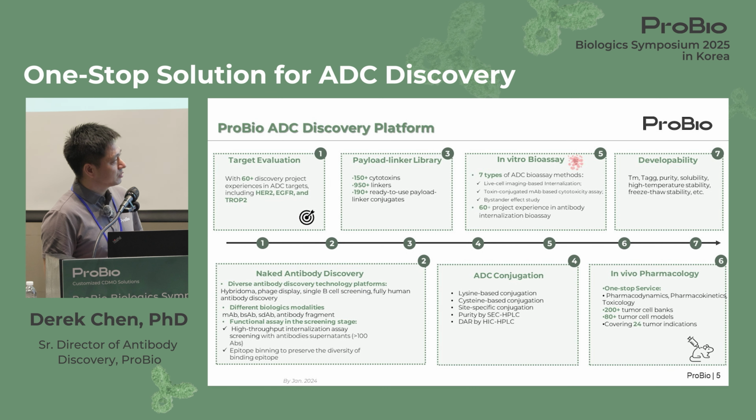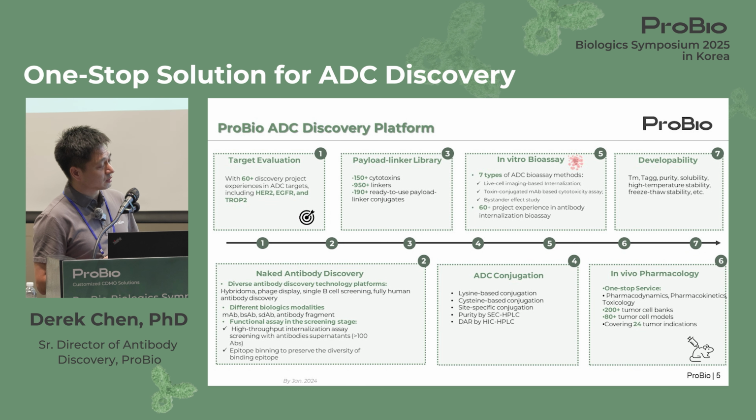The discovery of ADCs workflows can be categorized into 7 stages. The first stage, the target discovery. Usually this is a time to define your target product profile, the TPP, based on your target biology, the disease biology, and the indications, and also the competitive landscape.